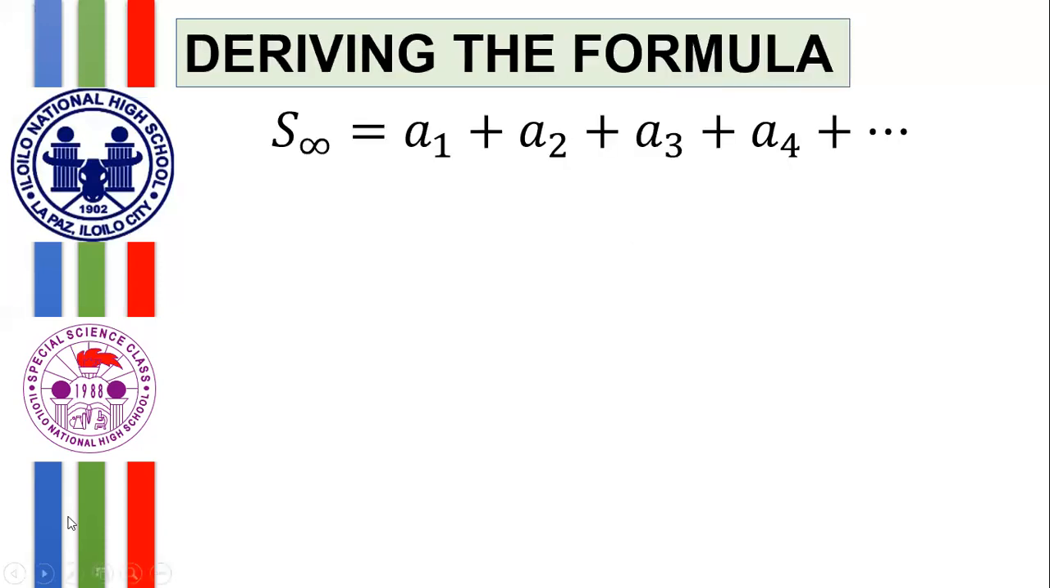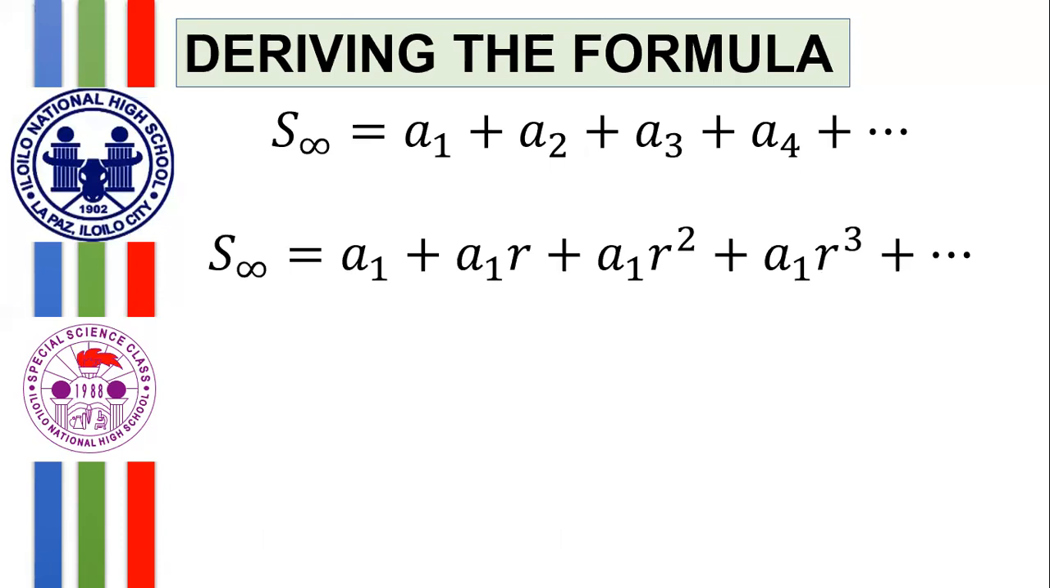Now, let's derive the formula. Suppose we have here S sub infinity equals A sub 1 plus A sub 2 plus A sub 3 plus A sub 4 plus dot dot dot. And we know that the explicit form of the terms of your geometric series are the following. A sub 1 is still A sub 1. The second term is A sub 1r. The third term is A sub 1r squared. The fourth term is A sub 1r cubed, and so on. If you would like to check, you are free to visit our videos about the explicit form of the terms of a geometric sequence.